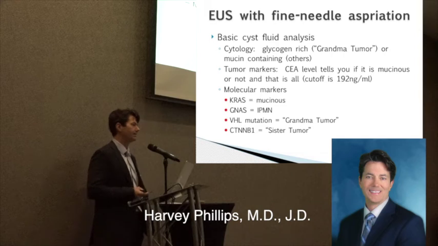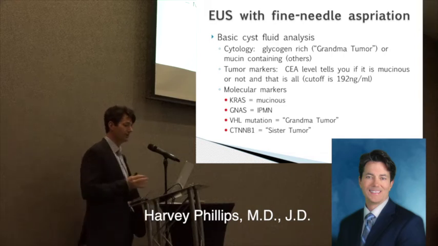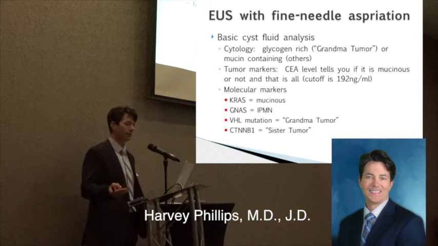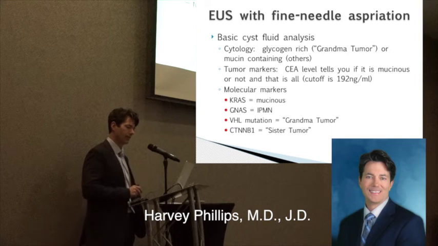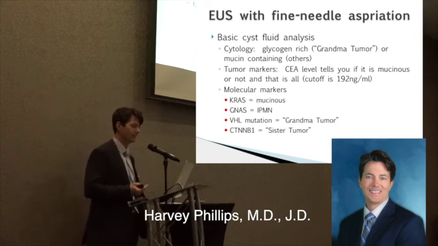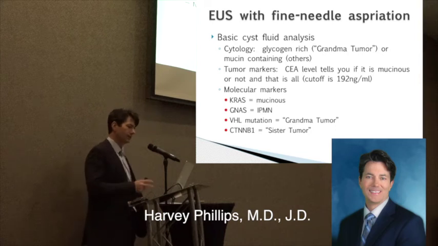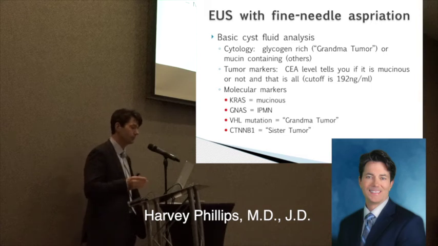What does CEA tell you? You get these reports if you have them on your desk now. CEA just tells you, is it mucinous or not? If it's over 192, it's probably mucinous, so you need to pay attention to that. The other thing is amylase. If amylase is really high, it's not going to be a mucinous tumor. These other ones, KRAS is a point mutation, it's mucinous. That's all it tells you, mucinous or not.